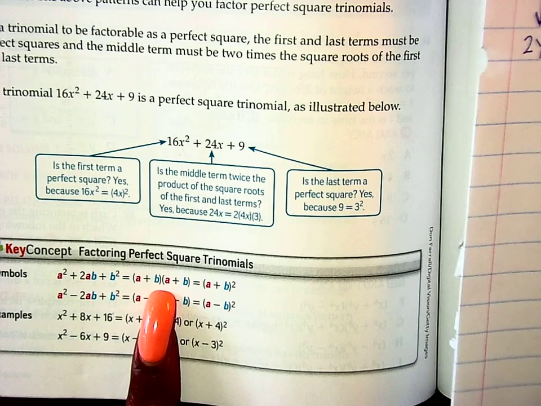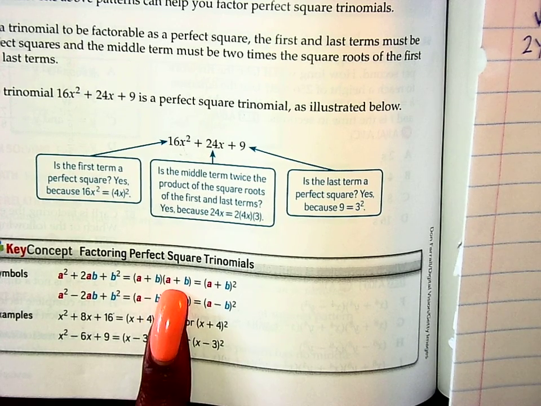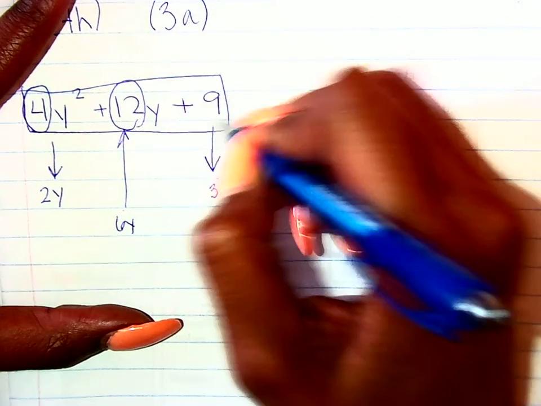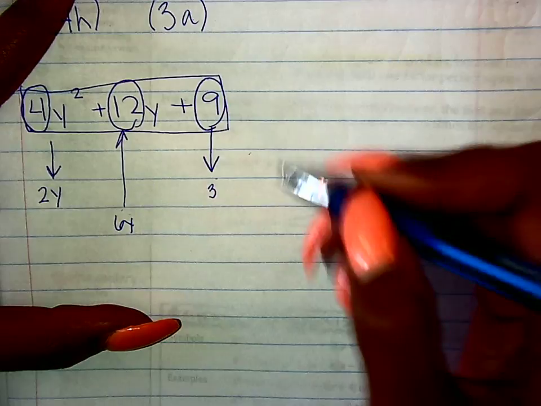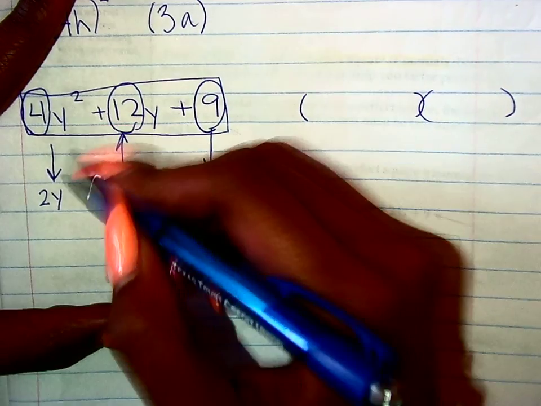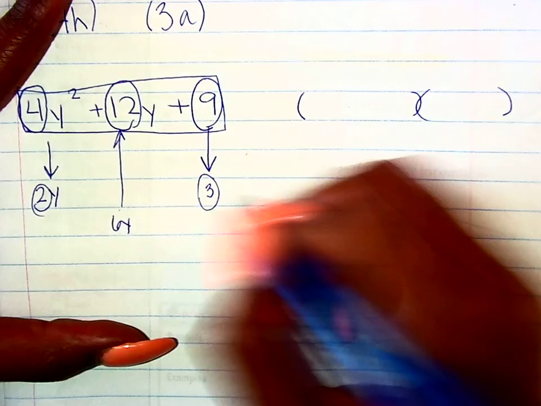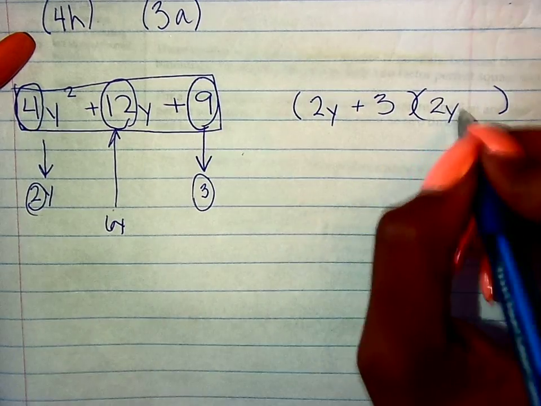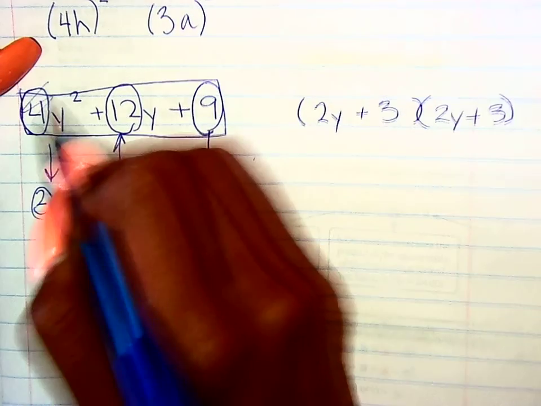Now all we have to do is go back to the actual formula. All we're going to write it as is a plus b times a plus b. So looking back here, a, b, c. So when we write that out, the square root, I wrote that wrong. It's going to be 2y plus 3 times 2y plus 3. That was not a, b, c.